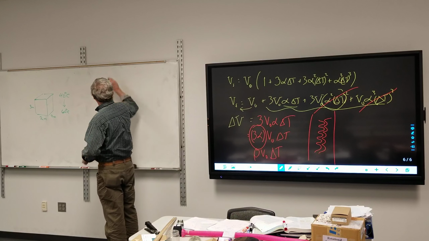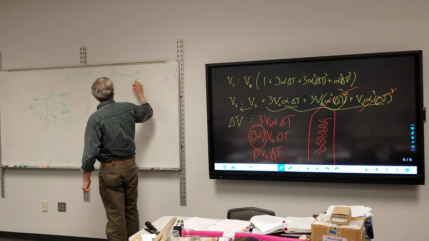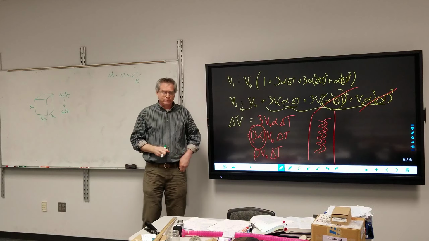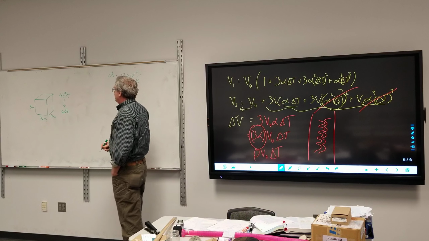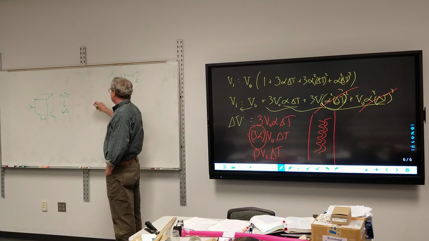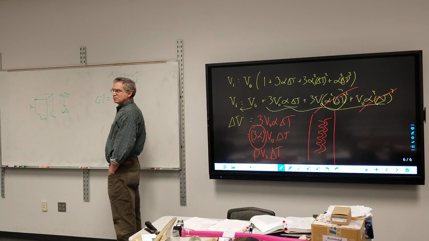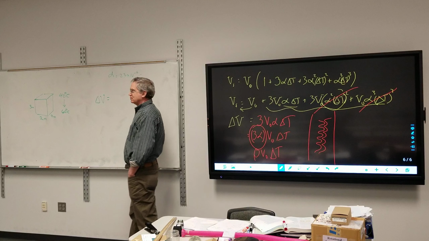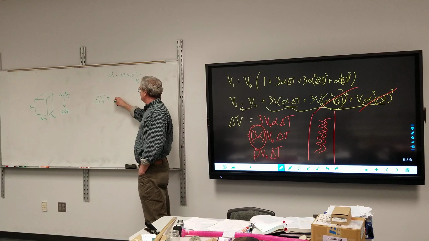Well, alpha, I know, is 23 times 10 to the negative 6th per Kelvin or degree Celsius, whichever one strikes your fancy. I got 0.03312 meters cubed.